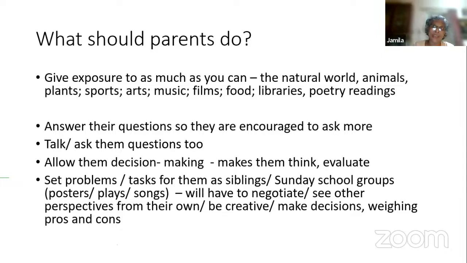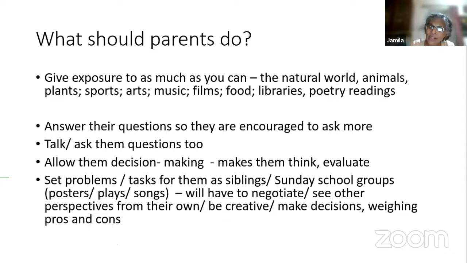Along with that, you should allow them to develop their critical faculties by answering their questions and asking them questions. So children naturally ask questions because they're curious. But if we don't answer their questions, I think I talked about this last time as well, slowly they stop asking. So don't ever not answer their questions. Answer their questions as best as you can so that they are encouraged to keep on asking questions.